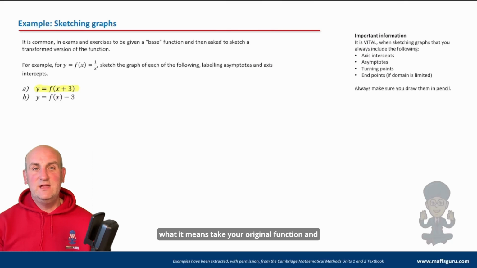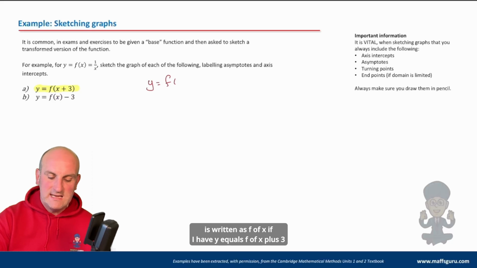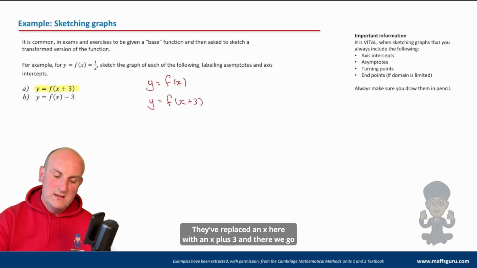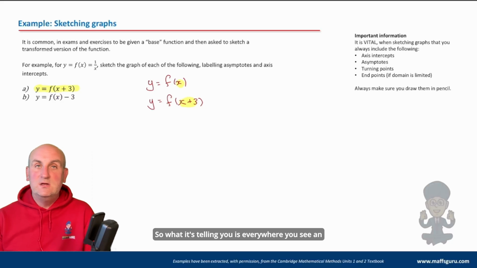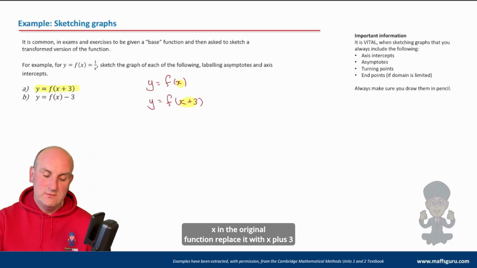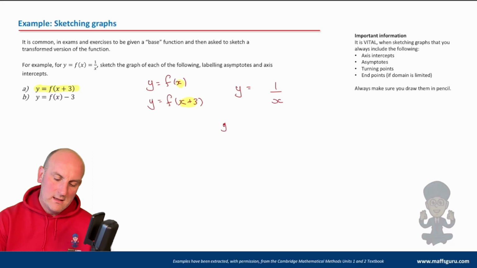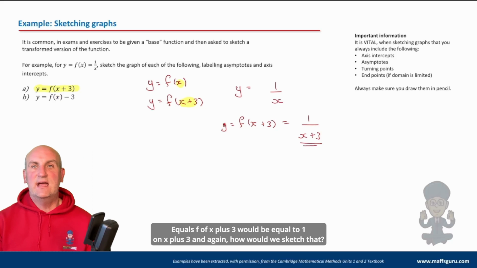What it means, take your original function and everywhere, because normally a graph or a function is written as f of x. If I have y equals f of x plus 3 and you compare them, what's changed? They've replaced an x here with an x plus 3. So what it's telling you is everywhere you see an x in the original function, replace it with x plus 3. So my original function is 1 on x. And so in which case, y equals f of x plus 3 would be equal to 1 on x plus 3.